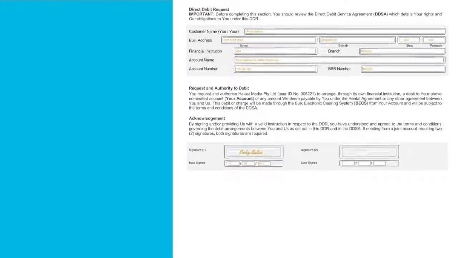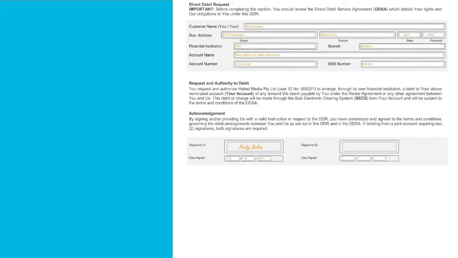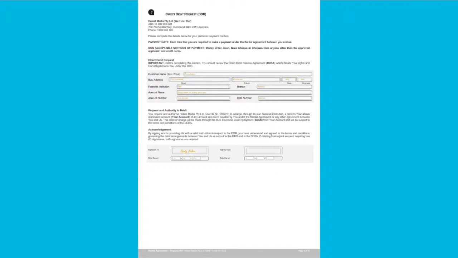This is the final signature of the document. The sole trader signs to authorise for that payment to be debited. Be sure to make sure they include the date signed. So as you can see, we entered the sole trader as the guarantor and then simply had to have the customer sign in each section.